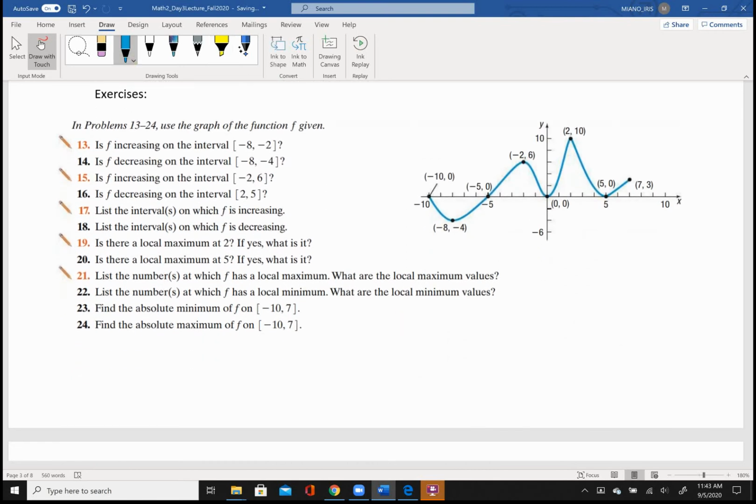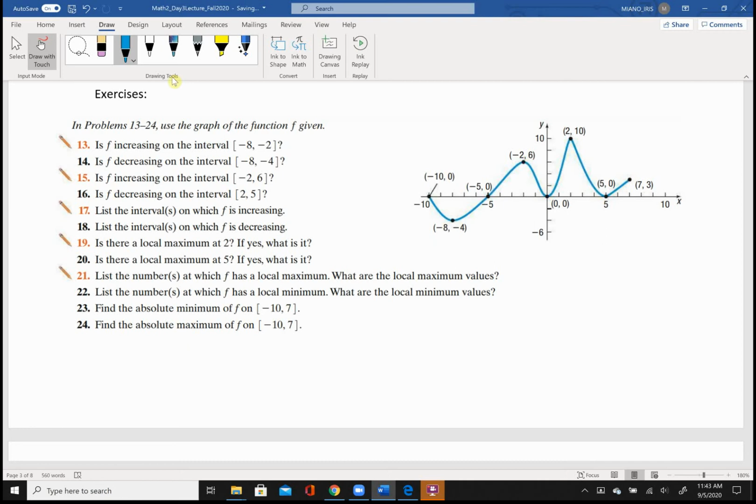So you'll notice I have problems 13 through 24, and I just lifted this straight out of the book, and it corresponds to the following figure that you see to the right with the blue trajectory. Several points are plotted, and we're going to use this visual in order to answer these several questions. Okay, so I'm going to change up the color every time I get into a new problem.